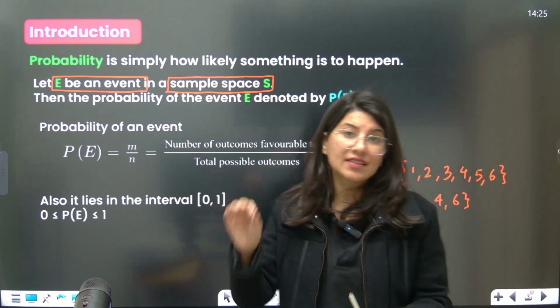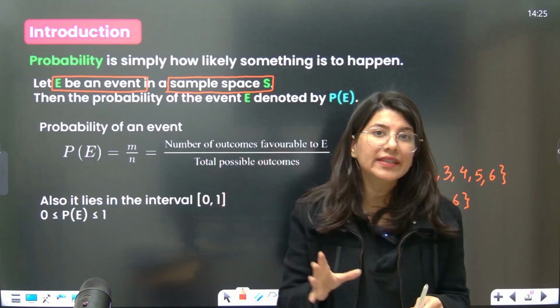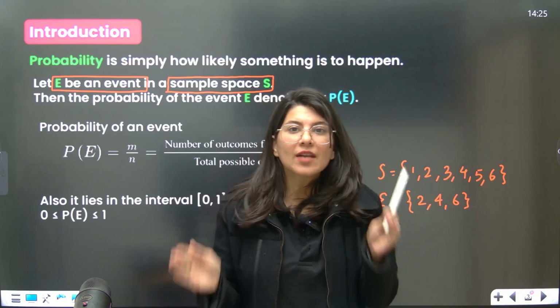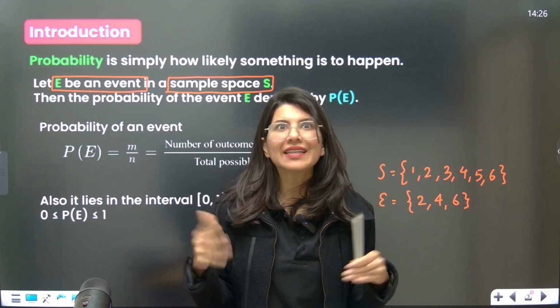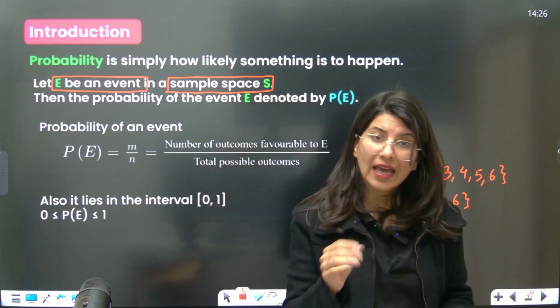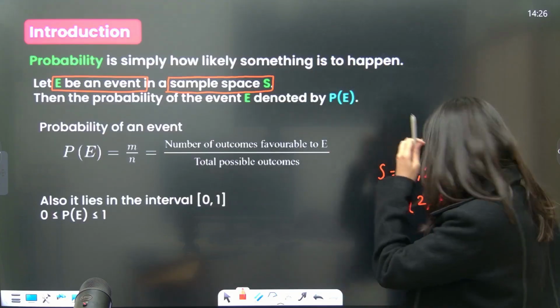Now understand, this is one very important thing, that probability can either be 0 or 1, and probability can be in between 0 and 1. Probability cannot be 3 by 2. 1.5 cannot be the probability. Probability can be 0, can be 1, and probability can be between 0 and 1.